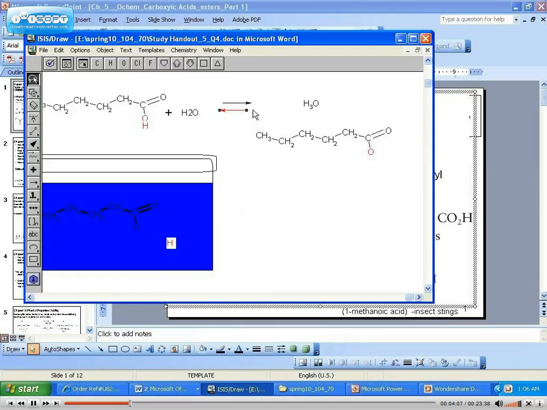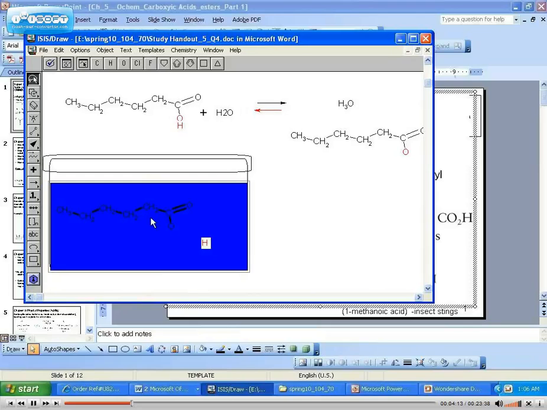I'll highlight in red. Looking at our beaker full of water right here, just as soon as it pops off, the hydrogen can literally pop back on. This is why we call it a weak acid. It's kind of weak-minded, it can't make up its mind. As soon as it pops off, it comes back on. But now this gives you insight into the name carboxylic acid.